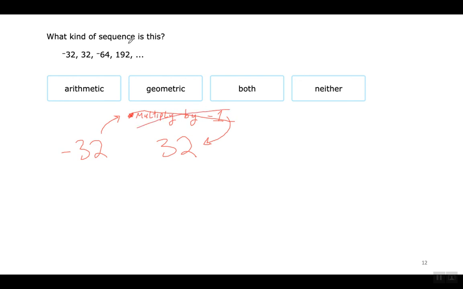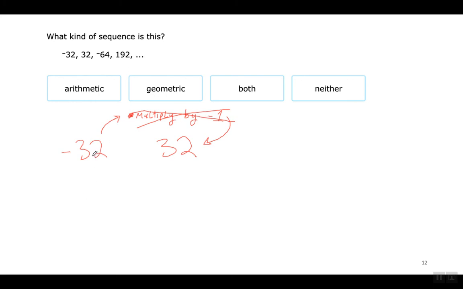Okay, no puede ser multiplicado por negativo 1, porque negativo 32 por negativo 1 sí me da positivo 32. Pero cuando voy del segundo término al tercero, 32 por negativo 1 no me da negativo 64, sería negativo 32, así que ese no puede ser.